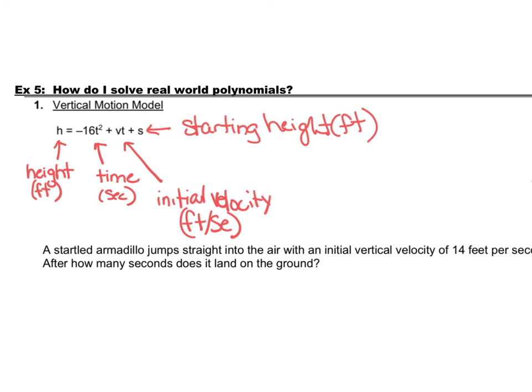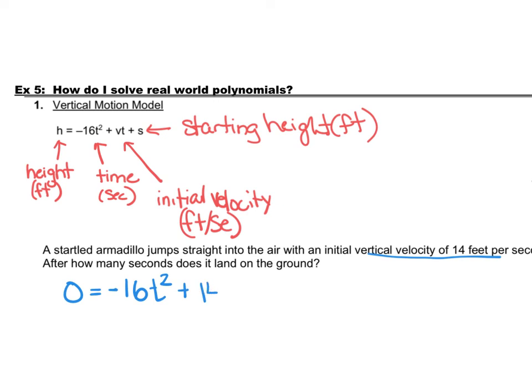All right, so let's take a look here. A startled armadillo jumps straight into the air with an initial velocity of 14 feet per second. After how many seconds does it land on the ground? So let's go ahead and start out with our initial, so we have 0, and then we're going to have negative 16 because that is the gravity. That's going to be standard there. And then we have t squared. And then plus, now we've got that initial velocity of 14.